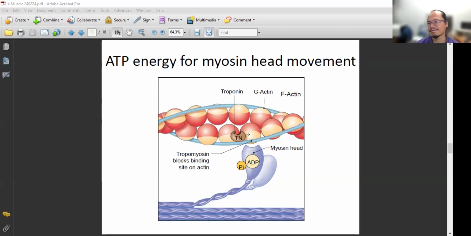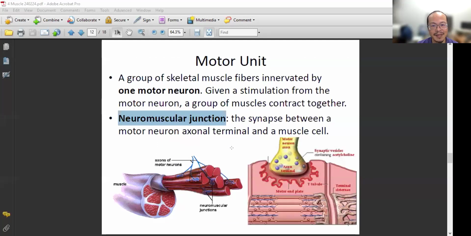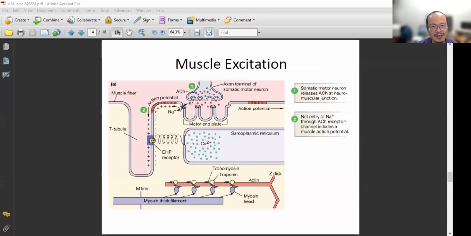So that's that. Is that good? All right. I hope that makes sense. So that's that. We talked about it. It's right here. So the action potential travels down here. They will be very near the sarcoplasmic reticulum. Don't worry about this DHP receptor, etc. But all you need to know is that the action potential travels through the T-tubule.